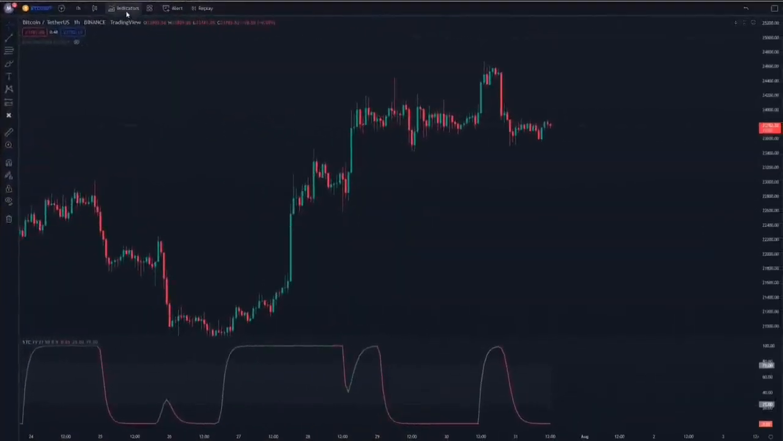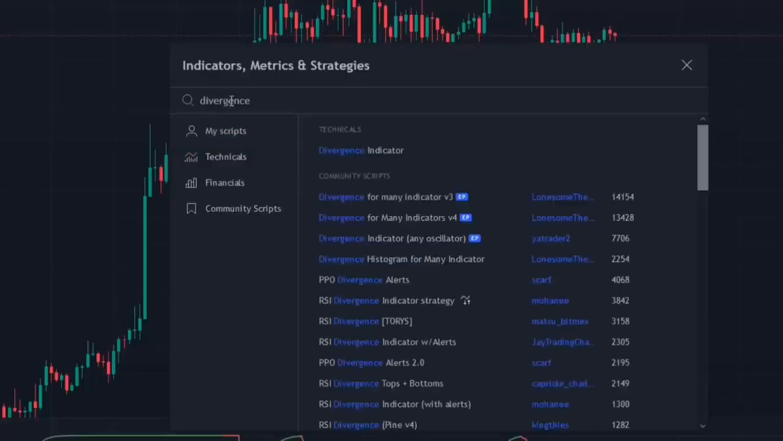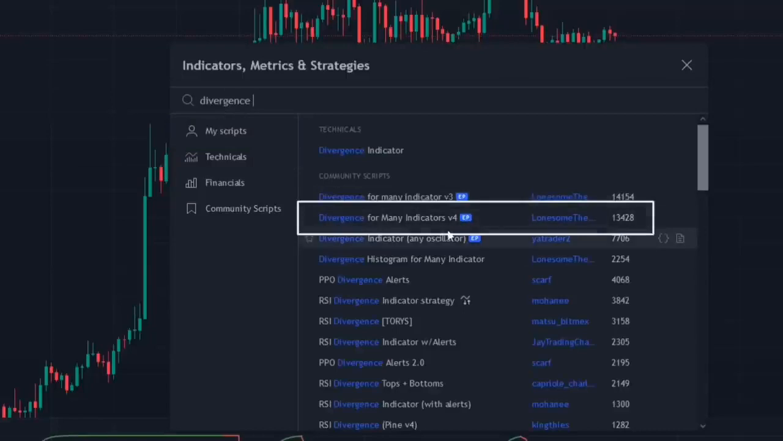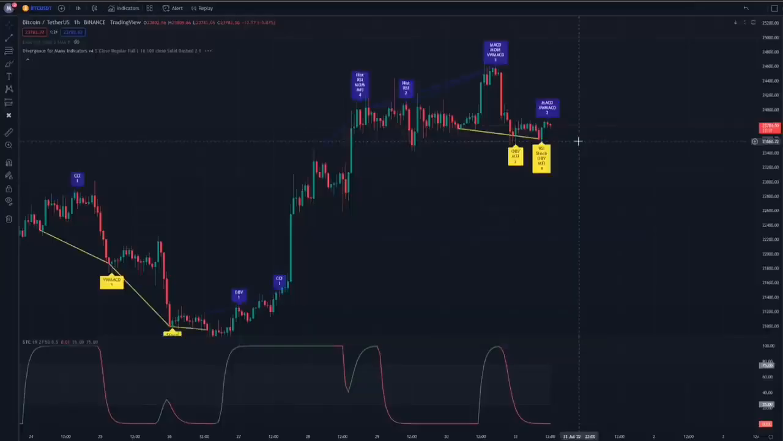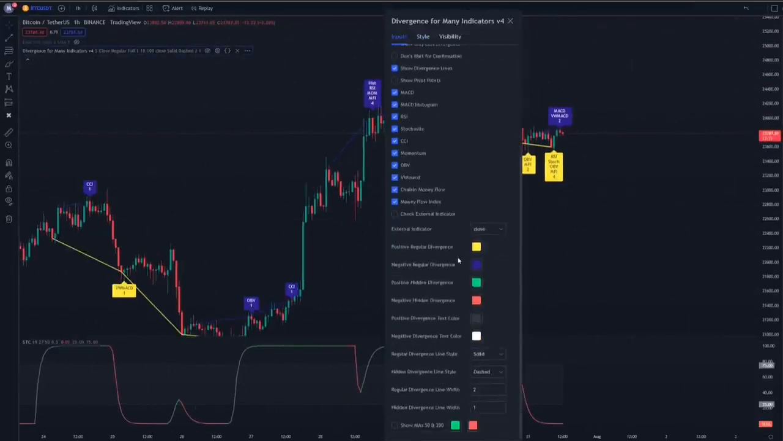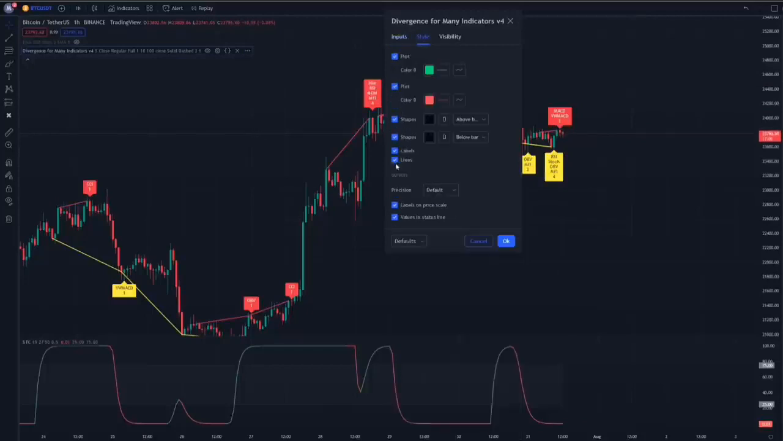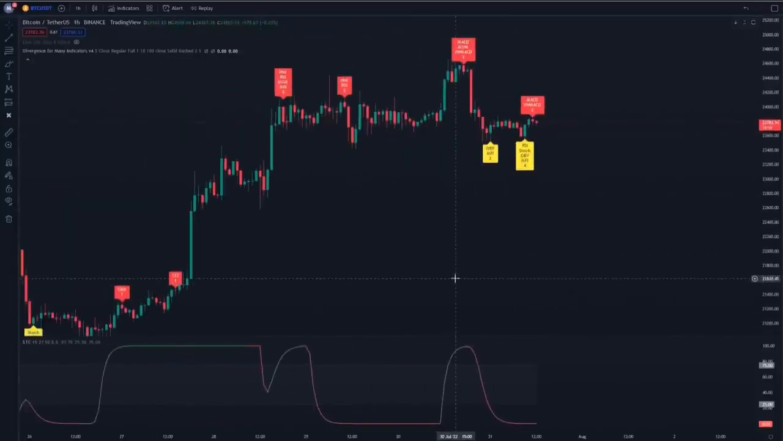Let's go introduce the main indicator which detected divergences. Type divergence here. Add this indicator of divergence version 4 to your chart. From the indicator settings, we apply changes on it. Changing purple to red. From the style tab, we deactivate the lines item and keep other settings unchanged.